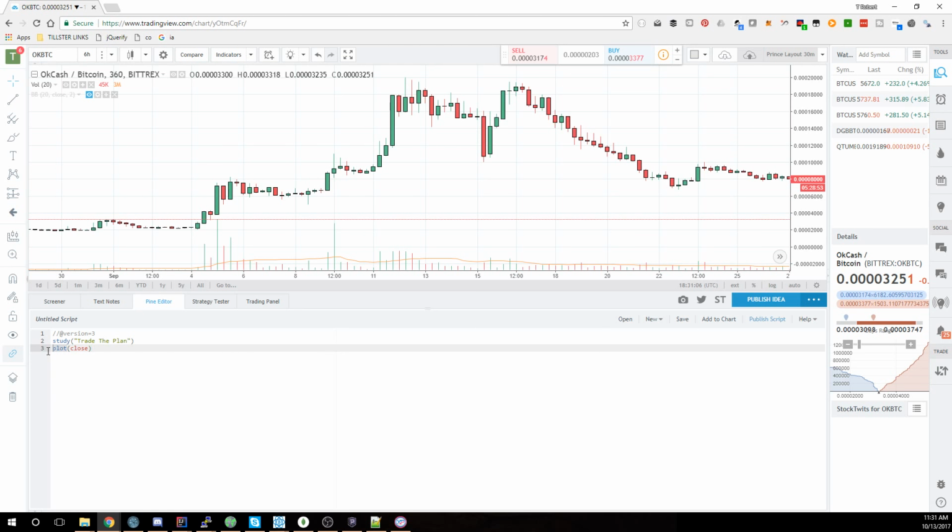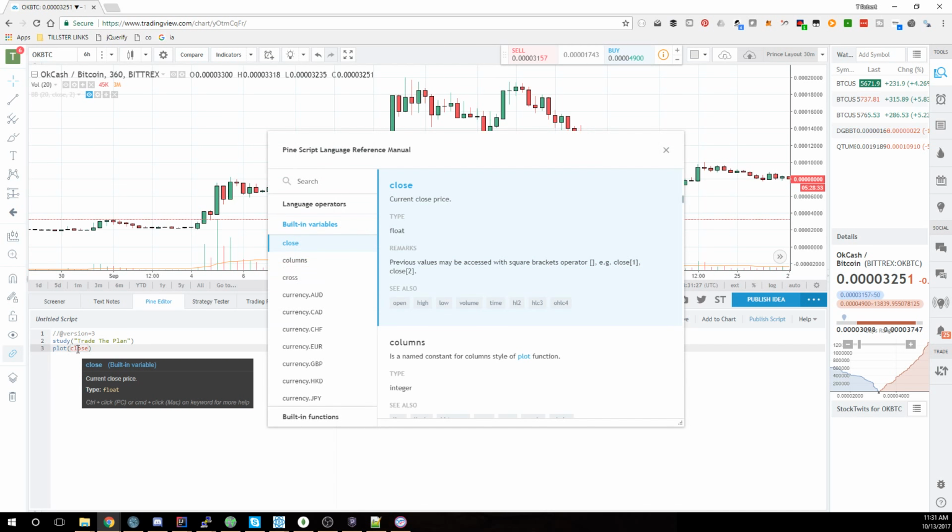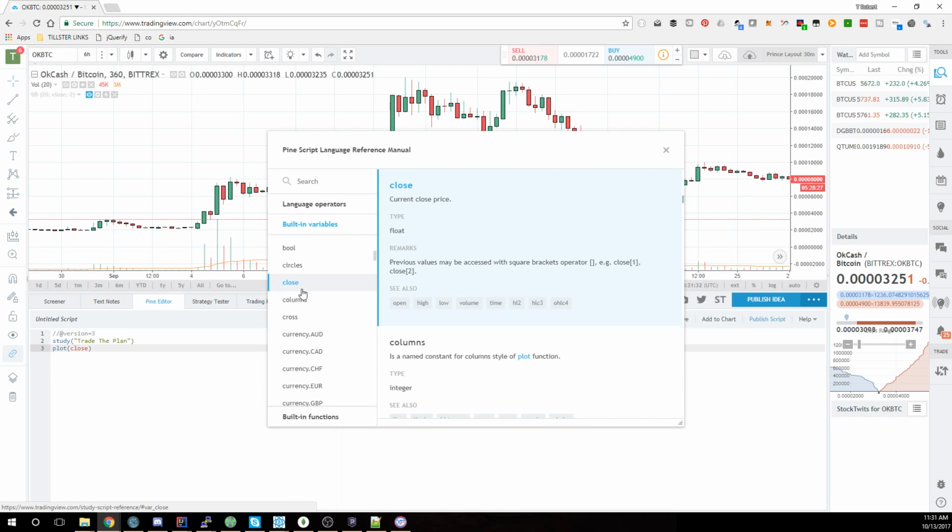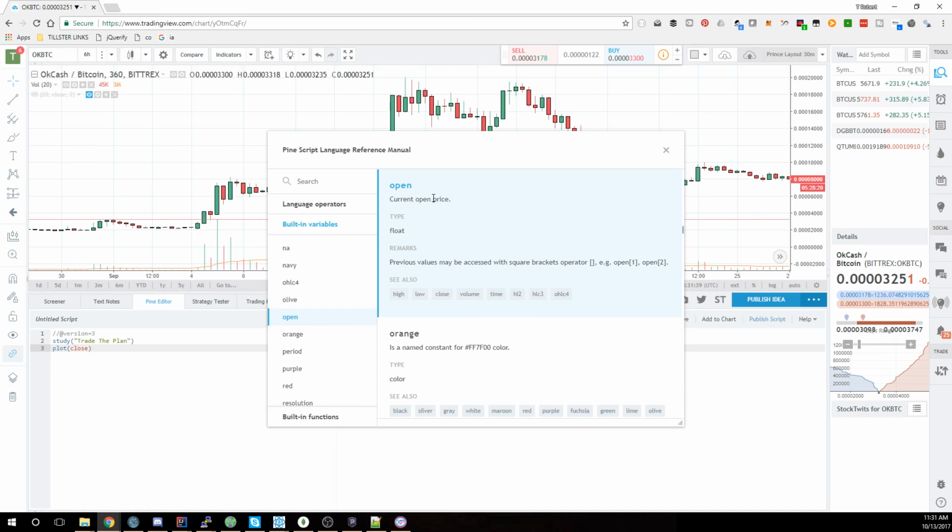If you want to do a study and you want to call it trade the plan, then you call study trade the plan. You want to plot something and you want to plot the close, you call plot and you pass in close. Then what you need to go do is look up, control click, all the built-in variables. Here's close, there's open, there's high, here's open right here, here's high, there's low, here's the built-in functions.